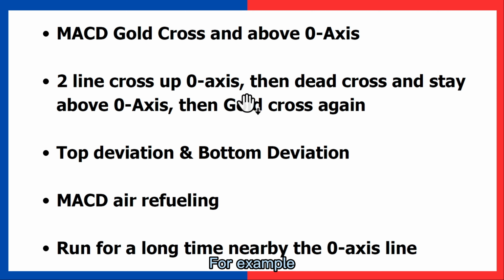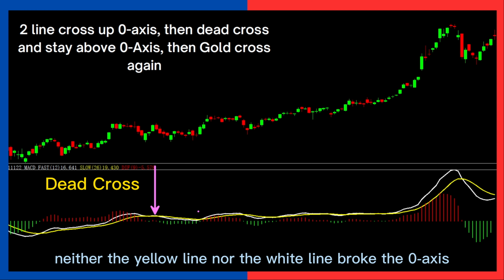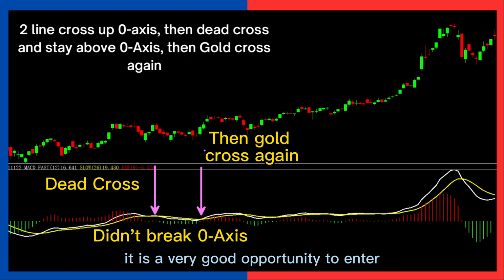For example, during this time period, this chart crossed the zero axis but quickly formed a dead cross. However, neither the yellow line nor the white line broke the zero axis. When another golden cross appears at this time, it is a very good opportunity to enter.